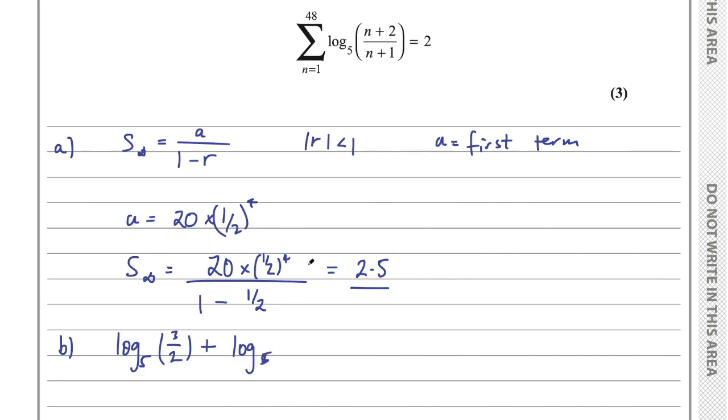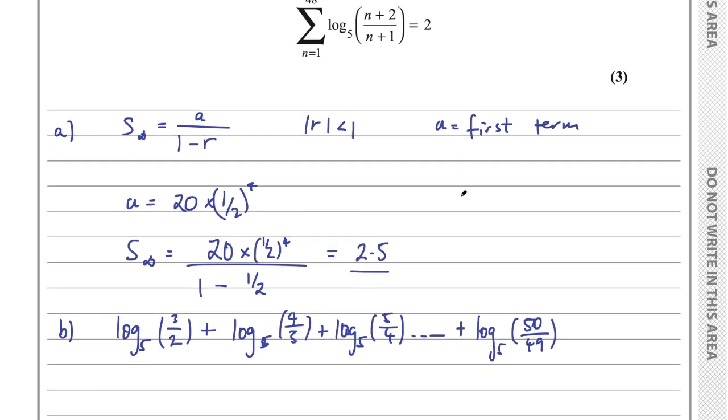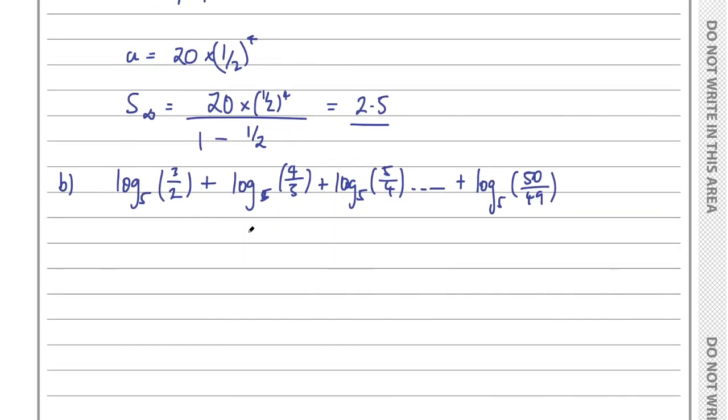log base 5 of n equal to 2. This would be 4 on 3, plus log base 5 of 5 on 4. And hopefully you're seeing a pattern now. If we went all the way up to n equal to 48, we'd have log base 5 of (48 plus 2) over 49, which is 50 on 49. Okay, so that would be if I expanded that sum out, and I'm trying to show this equals 2. So how could I simplify this now?